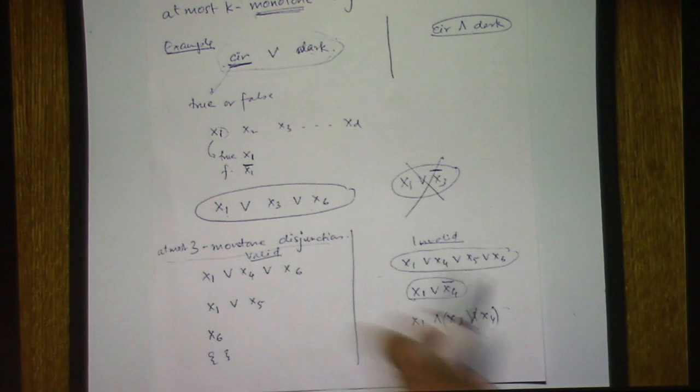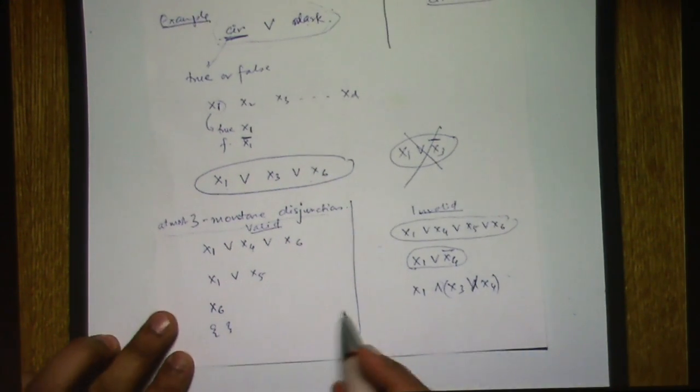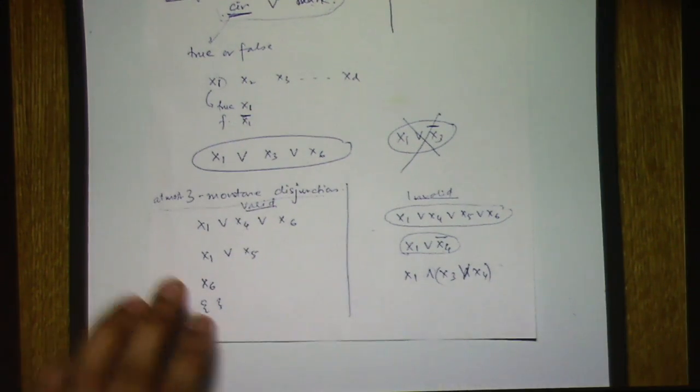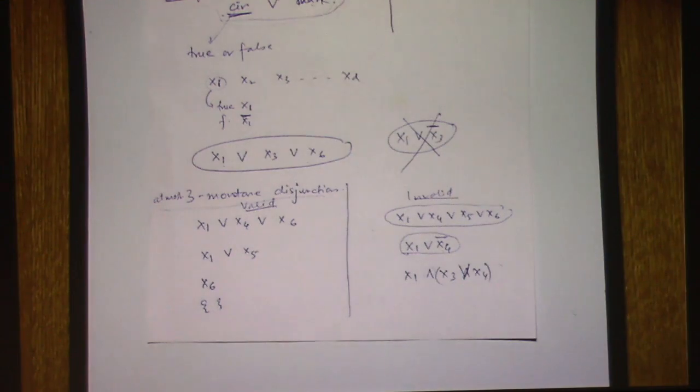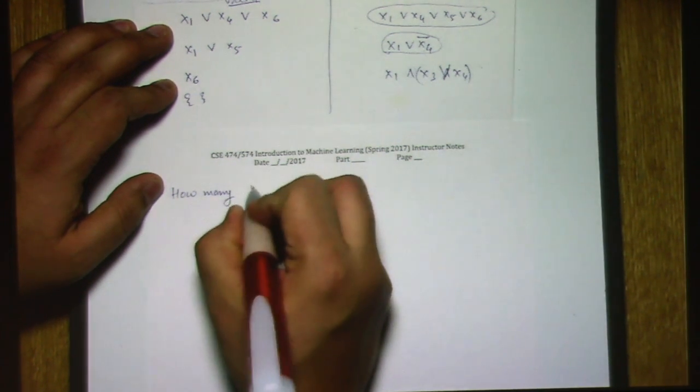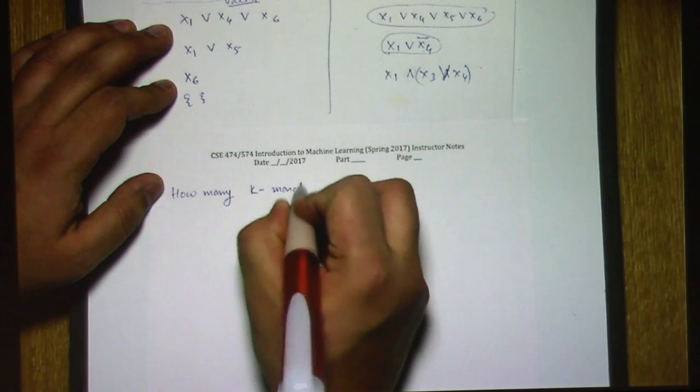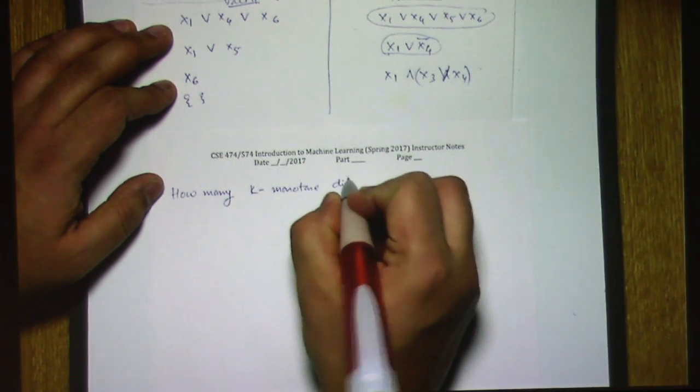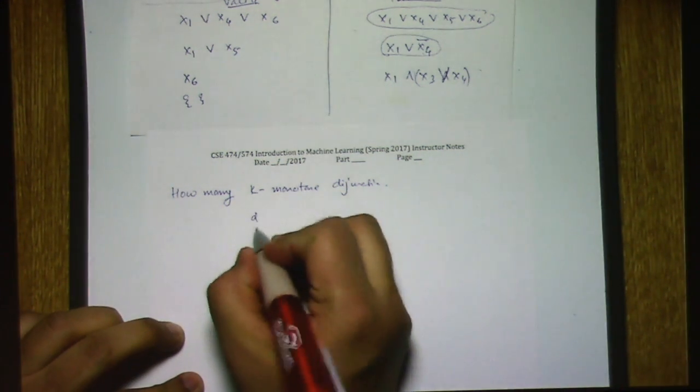Okay. And then we also look at how to count these, right? And it's easy to count these. So let's first do how many exactly k monotone disjunctions you can have. That is easy. So how many k monotone? Exactly. That means that you have d features, and you have to pick k out, right? You can do that in d choose k.